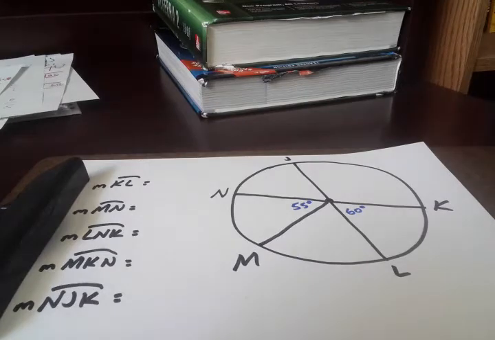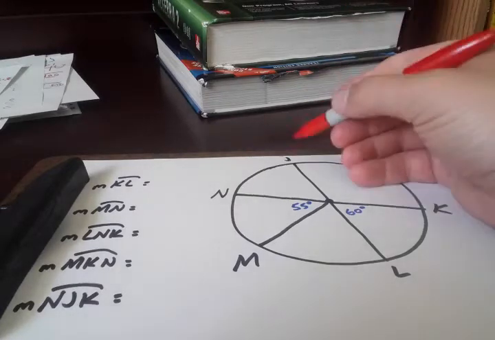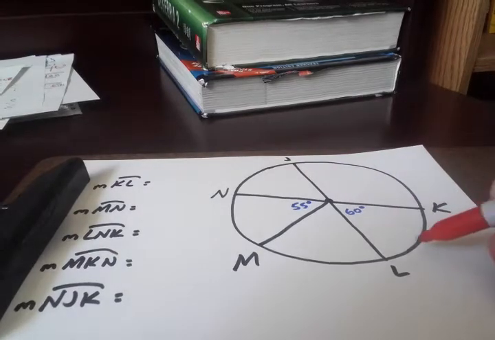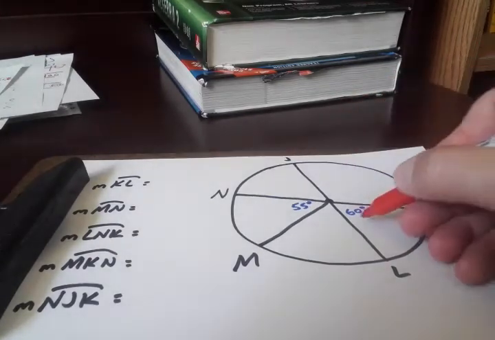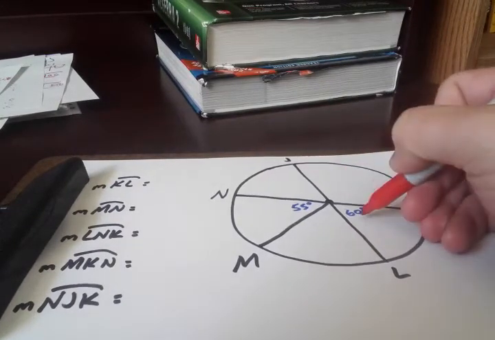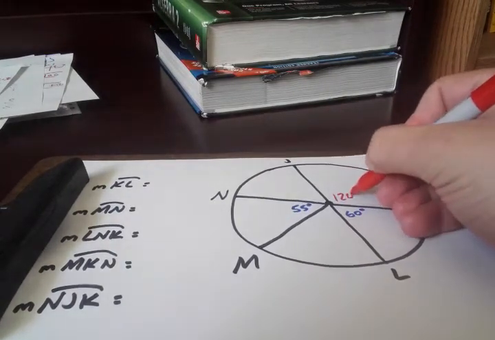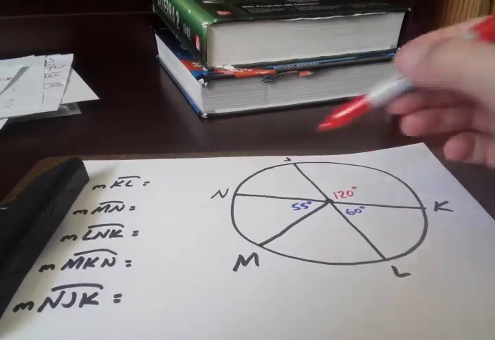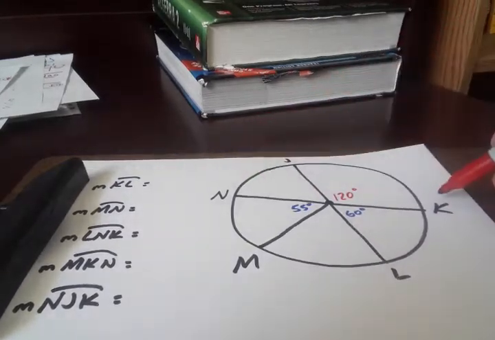Well, a diameter is half the circle, and that's 180 degrees, right? Half of 360 is 180. So this line J to L is 180 total. And if this part is 60, how much is this angle? Well, what's 180 minus 60? This is 120, right?